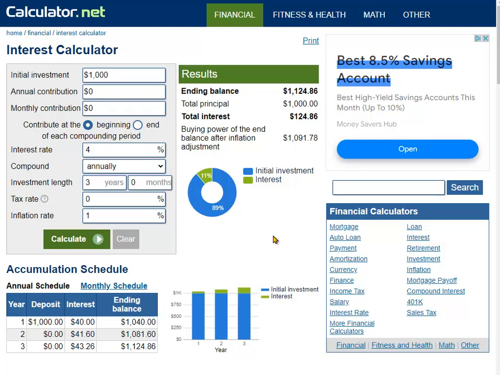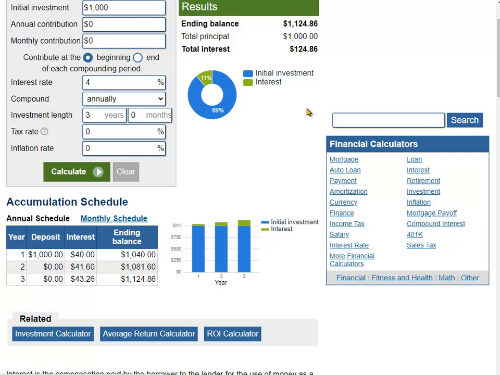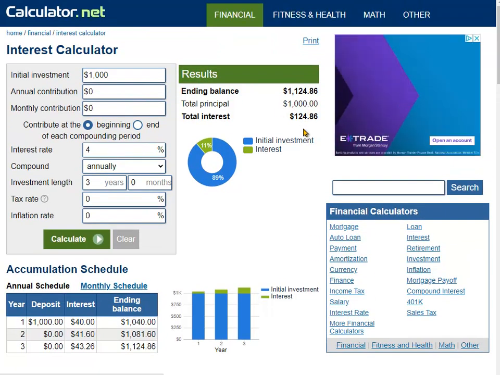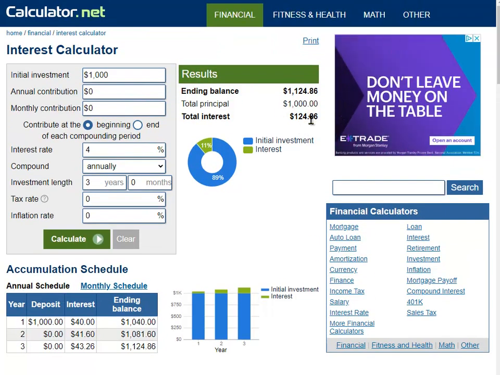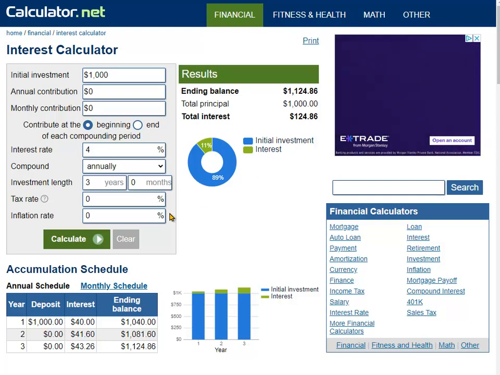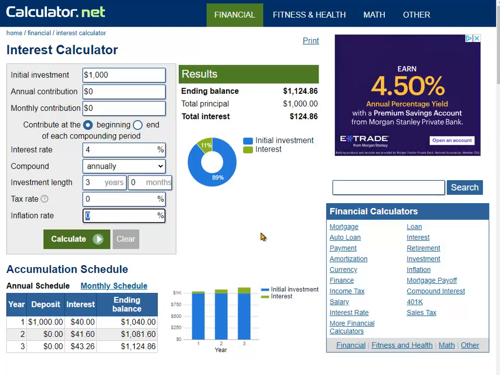As money grows, when you invest it like this, you get a certain interest rate. Well, you have to pay attention to inflation. What it says is right here. If I put 0% here, by the way, there we go. What happened is actually one of the numbers went away. So you truly actually have $124.86 more after 3 years.